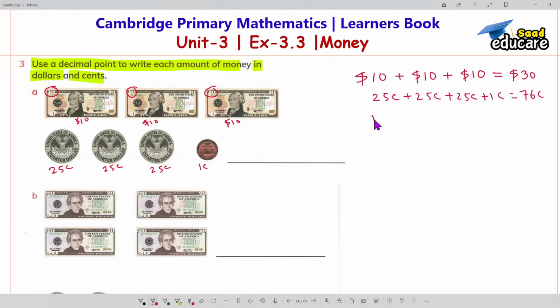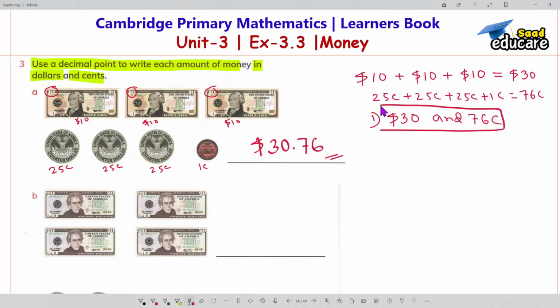So this one, $30 and 76 cent, we can write two ways. Number 1, this is $30 and 76 cent, or by using a decimal point we can write $30.76. This is our answer, and this one is also our required answer. So you can use anything, but here it is mentioned to use a decimal point, right?